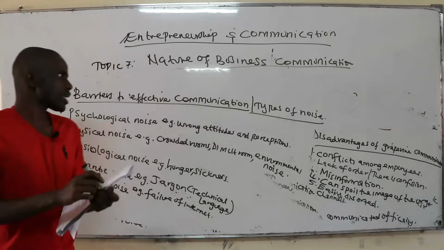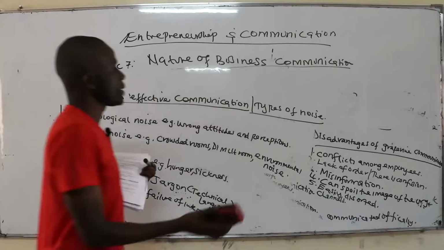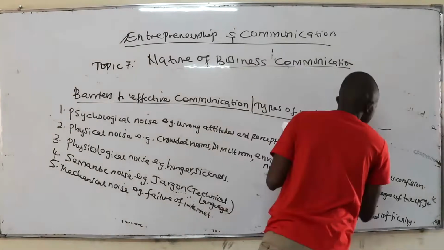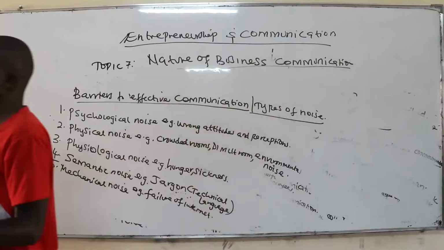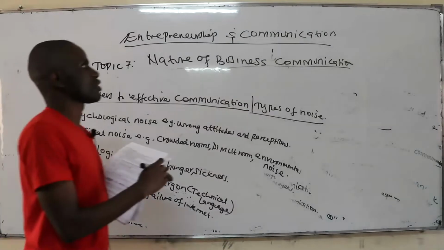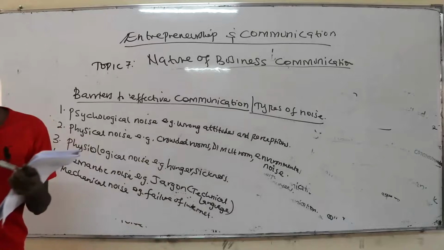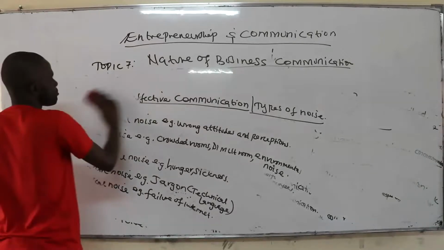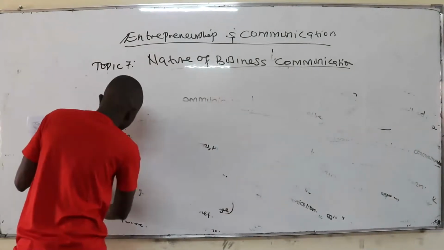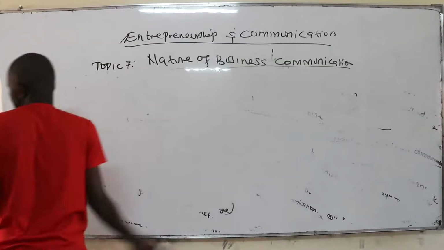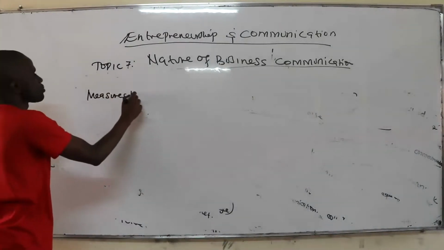So we finalize with measures to improve communication effectiveness. That's what you're going to finalize with. So how can we improve communication effectiveness? Let's write down measures to improve communication effectiveness.